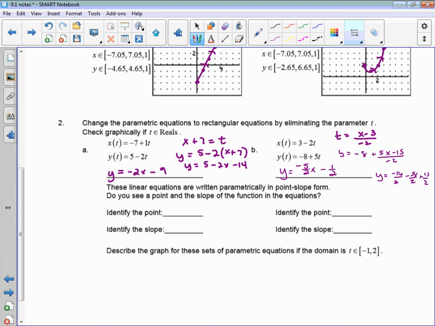Okay, guys. When they're written in parametric form, you can actually figure out the point and the slope from your graph. Remember point slope form? So if you look right here, if t equals 0, what does x equal? -7. And in this equation, if t equals 0, what does y equal? 5. It's not a trick question. So that means the point from your point slope equation is -7, 5. That will be a point on your graph.